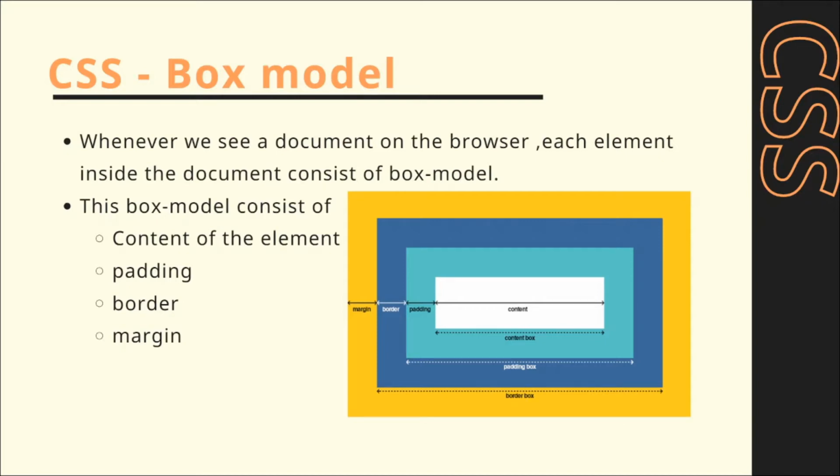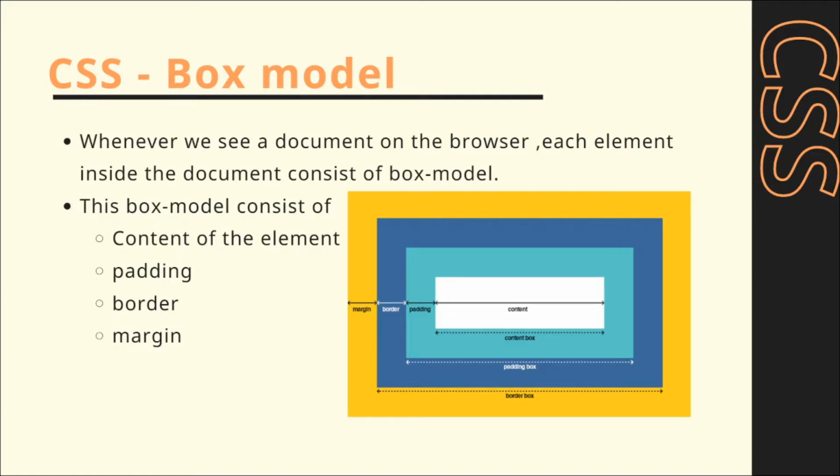So whenever we see a document on the browser, each element inside the document consists of a box element. For example, we have a container. That particular container has a number of p tags, or many multiple elements. Each element, like the p tag or h tag, has a box model, and it refers to the box model.